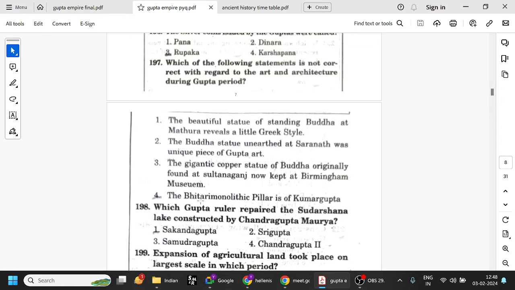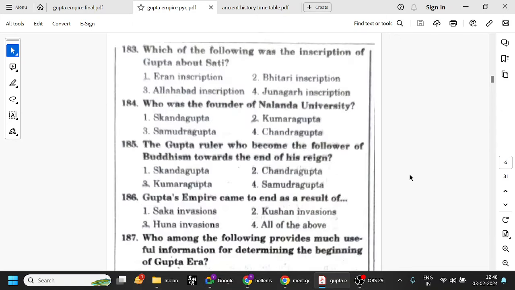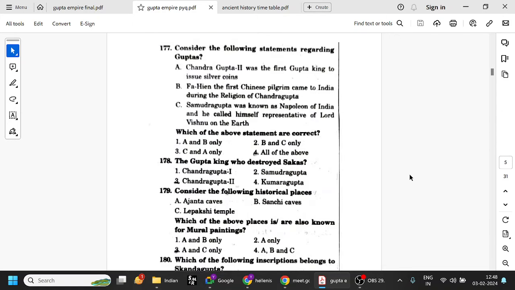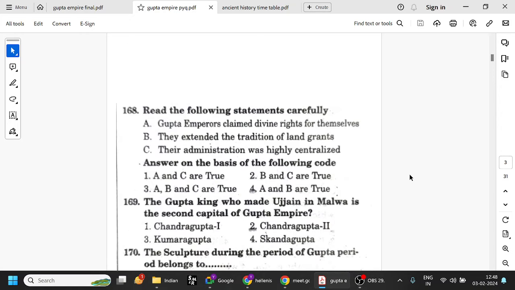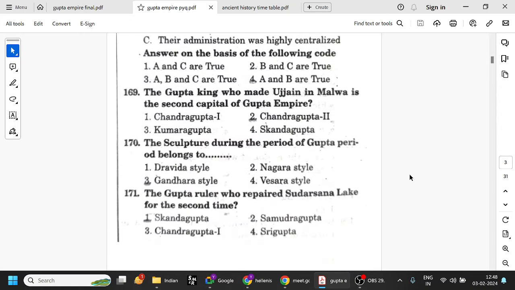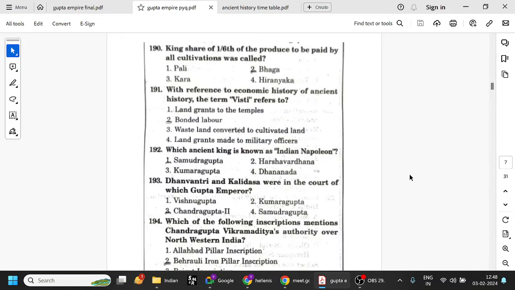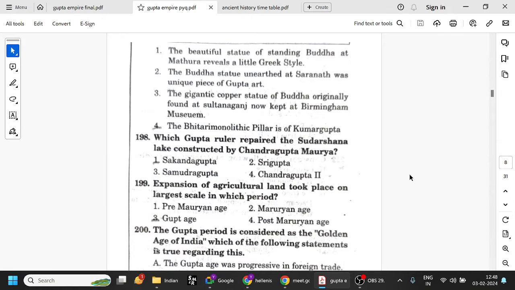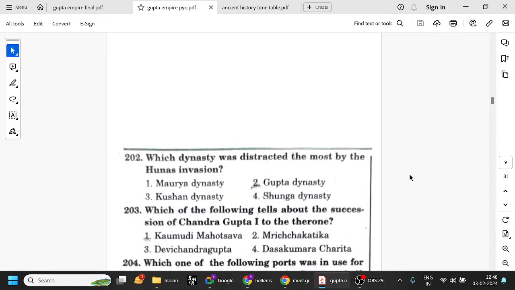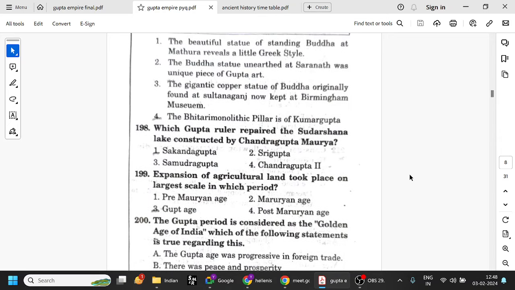Okay, so the Bhitari pillar is not from Kumaragupta, we have seen Skandagupta. Okay, Bhitari and Indore stone pillar and something else also we have seen, right? Any idea? What is that? Junagadh. Okay. Fine.